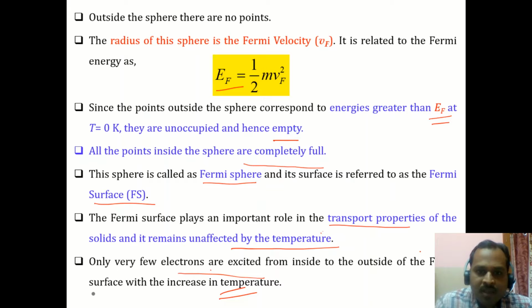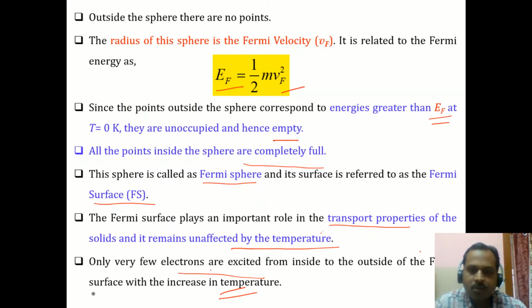It is a sphere whose radius is the Fermi velocity, and the surface of this Fermi sphere is called the Fermi surface. It is related to the Fermi energy by the relation for the kinetic energy: EF is equal to half m vF square. At absolute 0 Kelvin, inside the Fermi sphere all the points are occupied and there are no points outside the Fermi sphere. So the Fermi surface separates the occupied and the unoccupied region at T equal to 0 Kelvin.